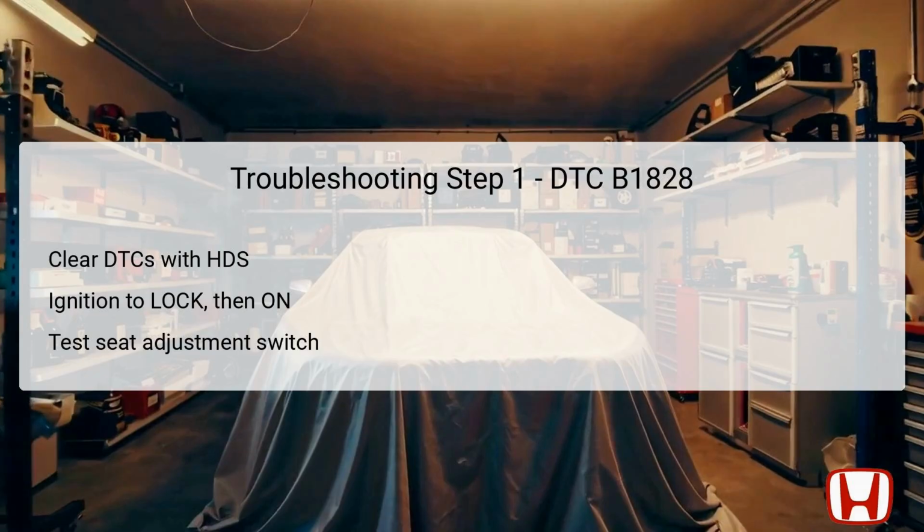Step 2. Once the vehicle is on, operate the power seat adjustment switch in all directions for several seconds. This action is crucial since the B1828 code may appear if the recline motor is mistakenly activated for over 1 second after the seat has already reached its extreme positions, creating false diagnostics. At this point, you should check for any existing DTCs again to see if B1828 persists.